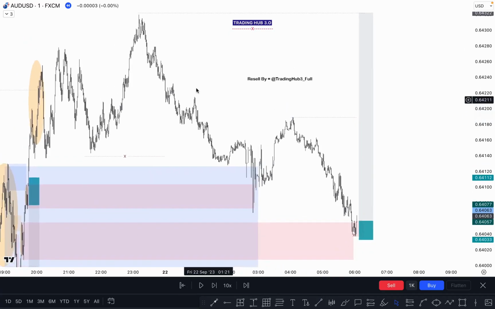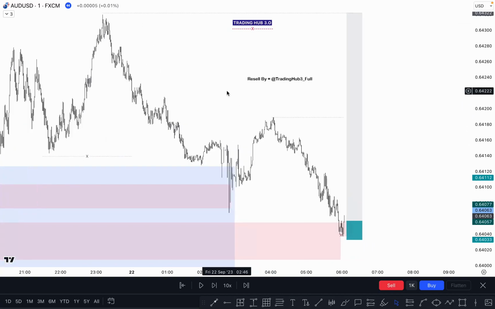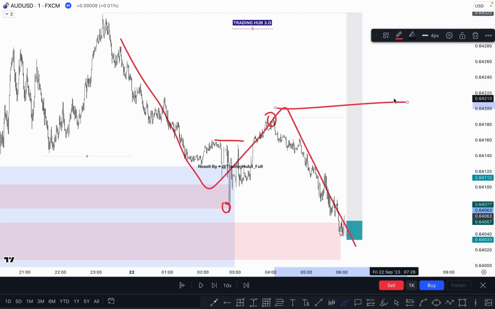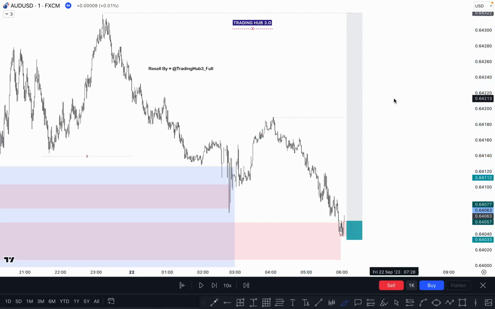Why is this internal? Because you can see this one is a larger pullback in a higher time frame. If you look at the 15-minute time frame, then you can understand this one is our internal structure. This one is inducement taken out, lower lows, lower high, right, something like this. So this point becomes our internal target.